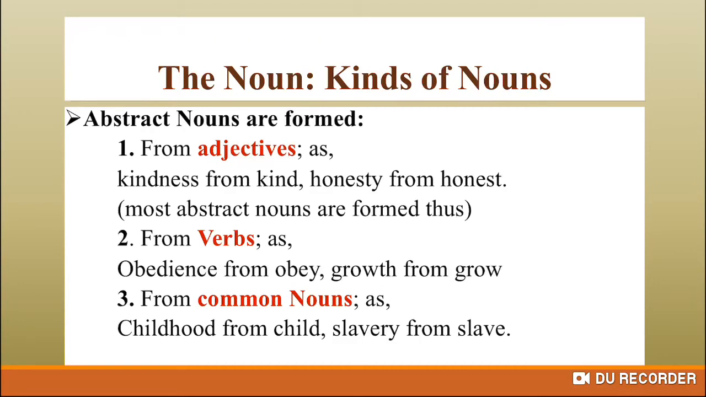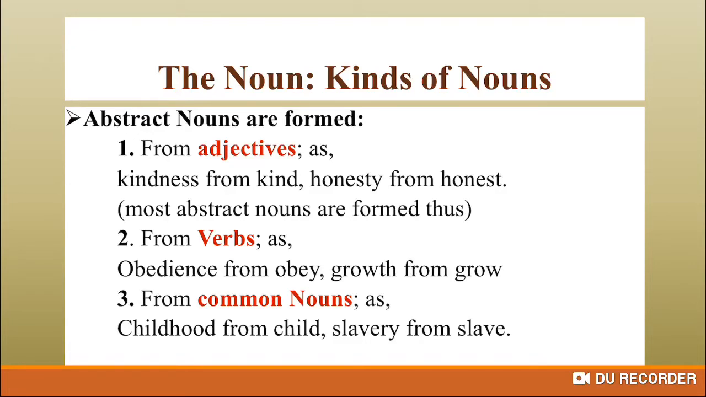Abstract nouns are formed from adjectives, it can be formed from verbs, and it can be formed from common nouns. अब एडजेक्टिव से कैसे बन सकते हैं, जैसे काइंड का वर्ड जो है इज़ यूज एज एन एडजेक्टिव एंड यू कैन मेक काइंडनेस एज एन एब्स्ट्रैक्ट नाउन.